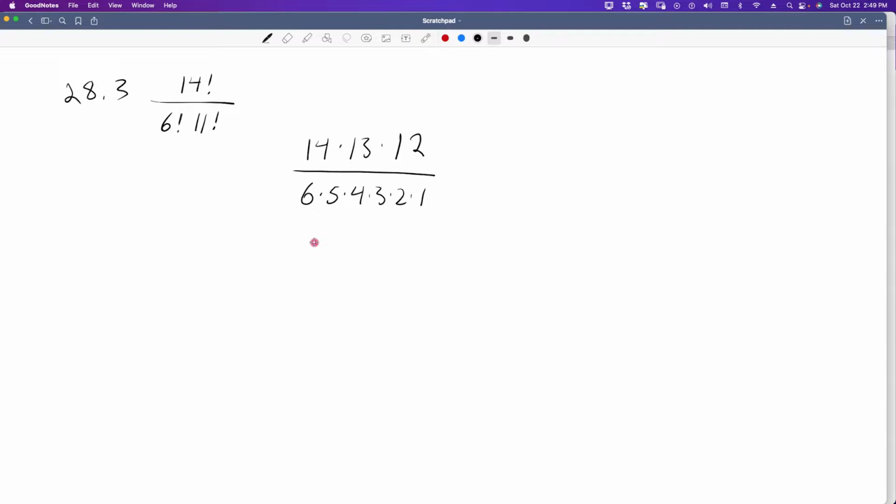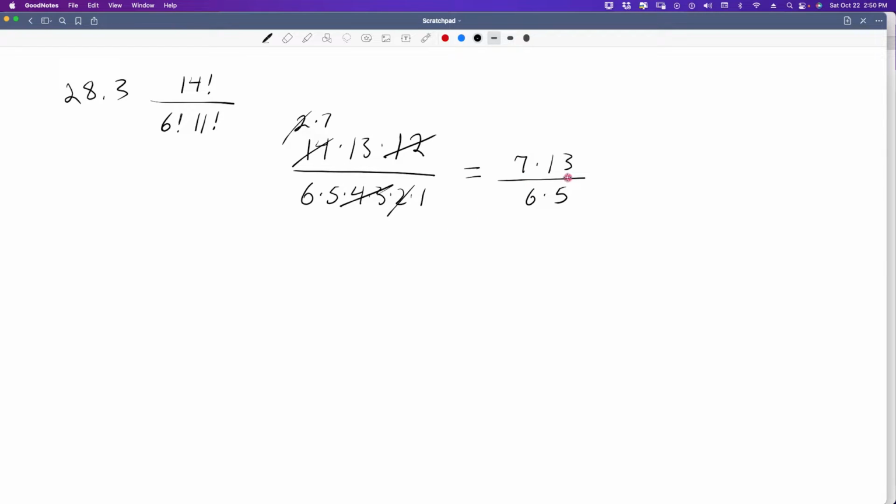Right. So here's something I see. I see some factors that I can get rid of. For instance, I know that 12 is the same thing as 4 times 3. So I can factor those factors out and get rid of them. And I know that 14 is the same as 2 times 7. So I can factor out that 2 as well. So now my factors remaining are 7 times 13 over 6 times 5. That's all I have left.